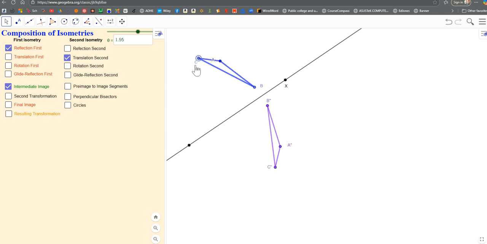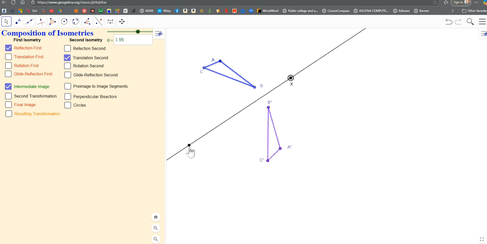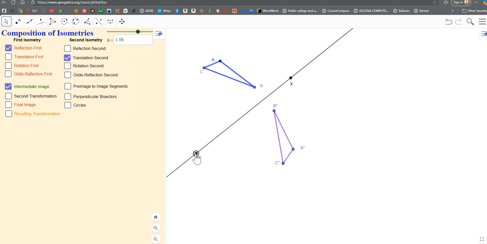So once again, we have our pre-image here, our reflected mirror line here for this one, and then we can do a translation second, and the translation is controlled by just moving this point here. That changes this vector here. And of course the rest of the figure kind of falls along with it. The translation can be in any direction.